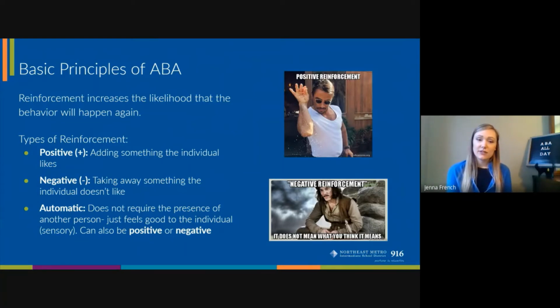There's positive reinforcement, which is adding something that the individual likes. There's negative reinforcement, which is taking away something the individual doesn't like. And then there's automatic reinforcement. That doesn't require the presence of another person. It just feels good to that individual. It can also be positive or negative.